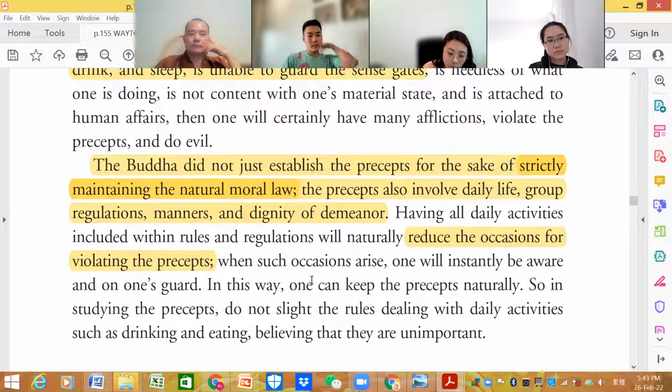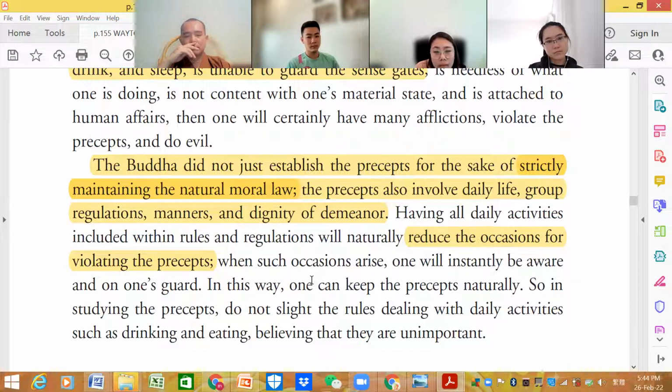The Buddha did not just establish the precepts for the sake of strictly maintaining the natural moral law. The precepts also involve daily life, group regulations, manners, and dignity of demeanor. Having all daily activities included within rules and regulations will naturally reduce the occasions for violating the precepts. When such occasions arise, one will instantly be aware and be on one's guard. In this way, one can keep the precepts naturally.